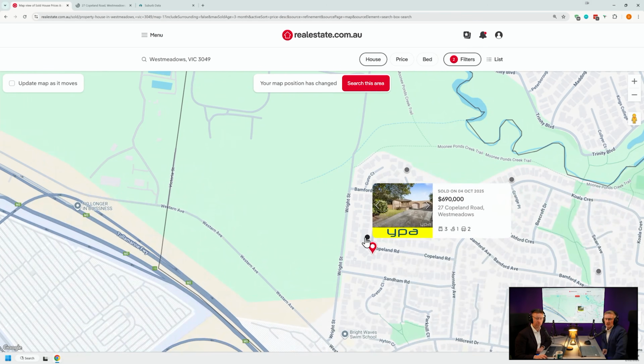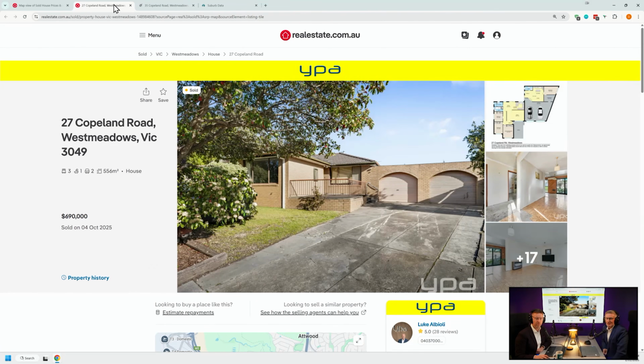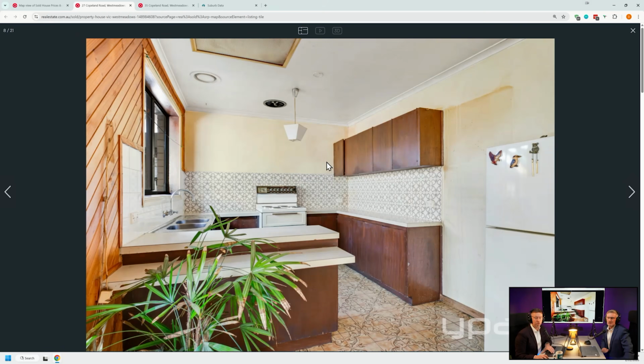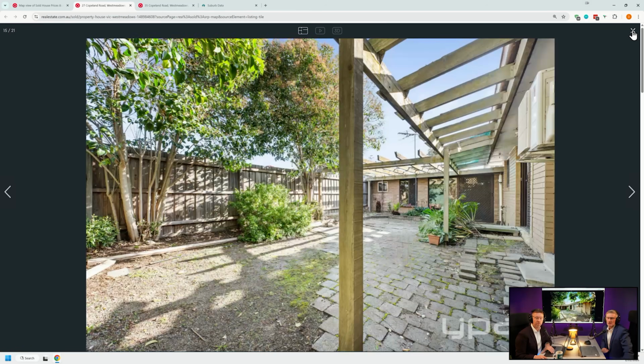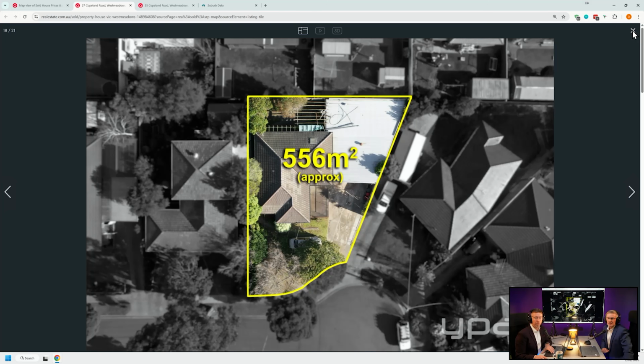Let's have a look. A $100,000 difference on the same street. That was good to find straight away. Good example. It's a 690. Let's just jump into the property. Maybe it needs a bit of work. It's a bit dated, but it's all right. Look, there could be structural problems.